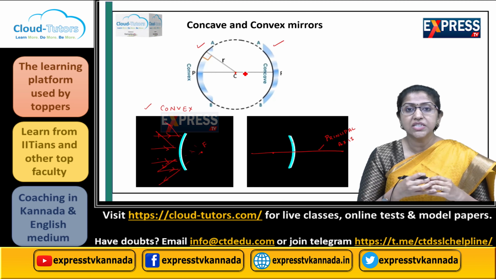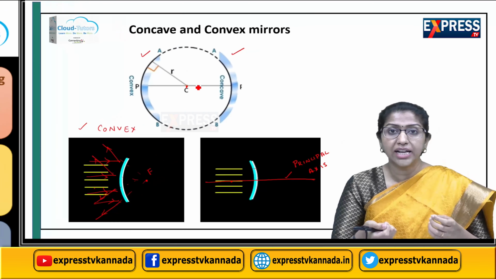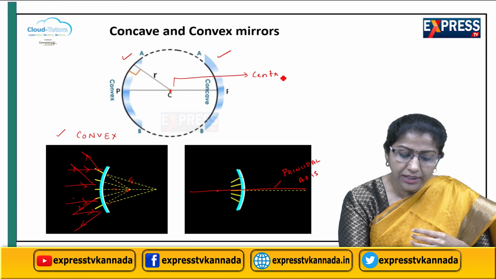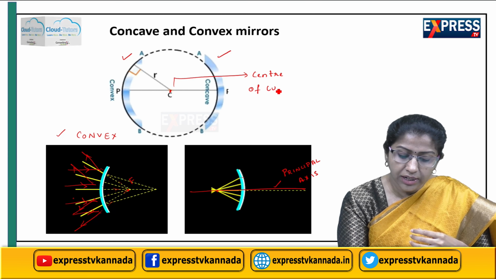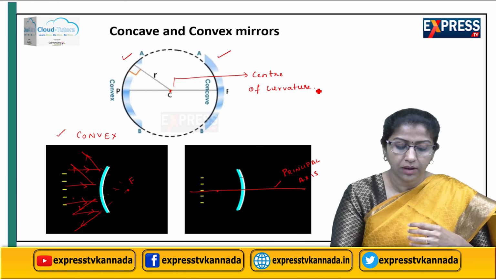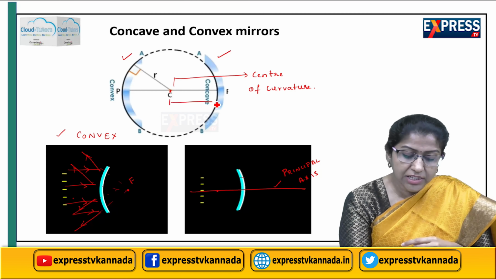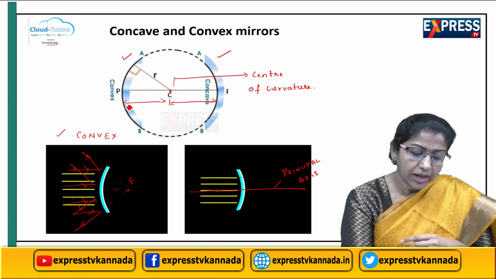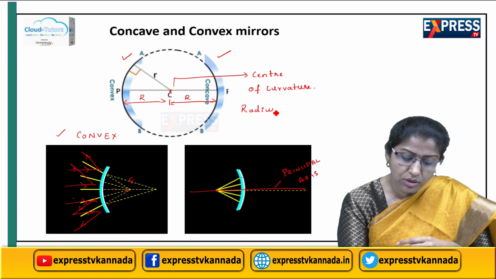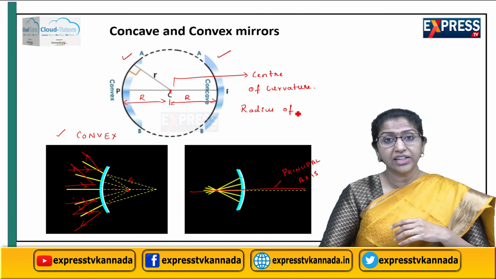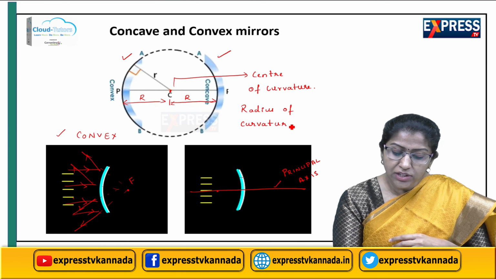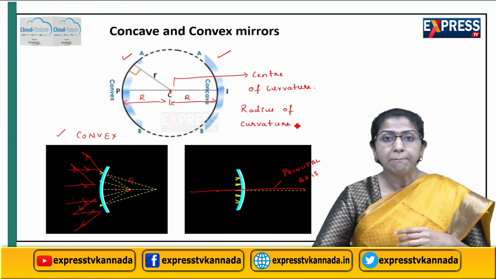Right? So this center of the sphere of which the mirror is a part is called the center of curvature. Similarly, there is a radius for this sphere, and this capital R, this radius, is called the radius of curvature. How do we define radius of curvature? Radius of curvature is nothing but the radius of the sphere of which the mirror is a part.